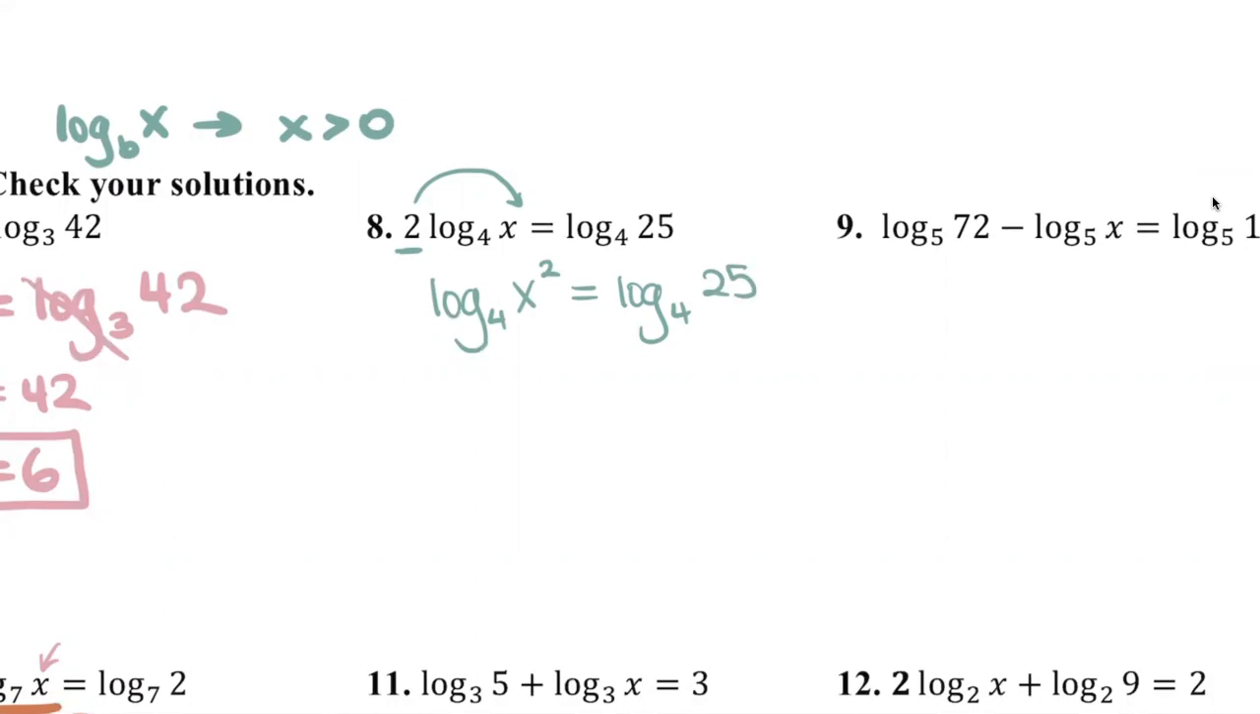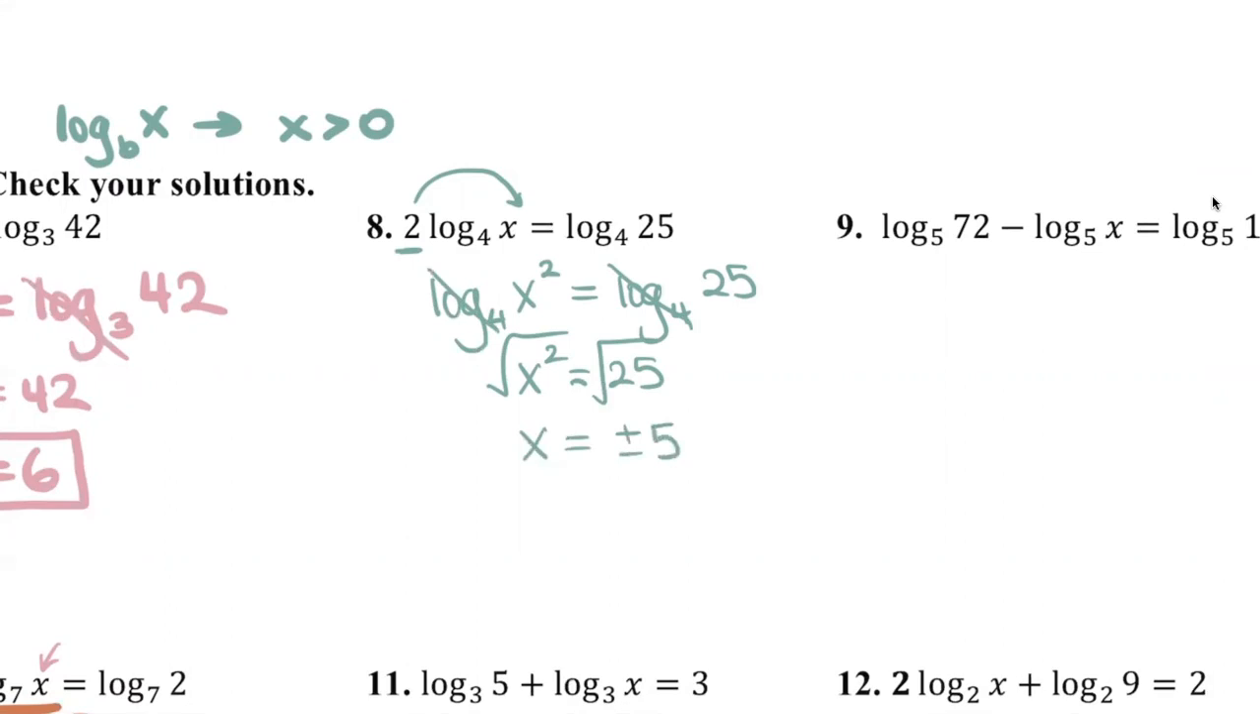All right, now I just have log base 4 of an argument, log base 4 of an argument. I can just set the arguments equal and ignore the log. Square root both sides. Now be careful. Here I get plus or minus 5.